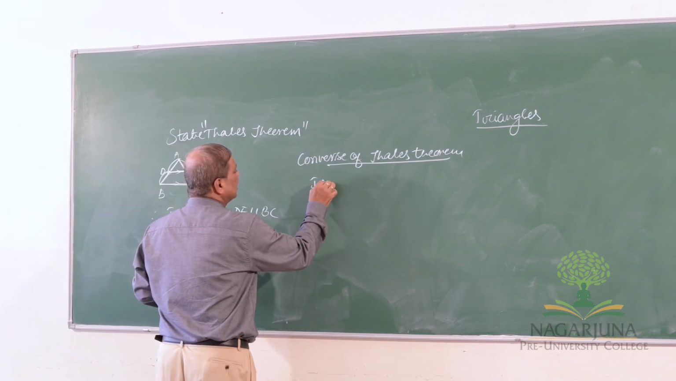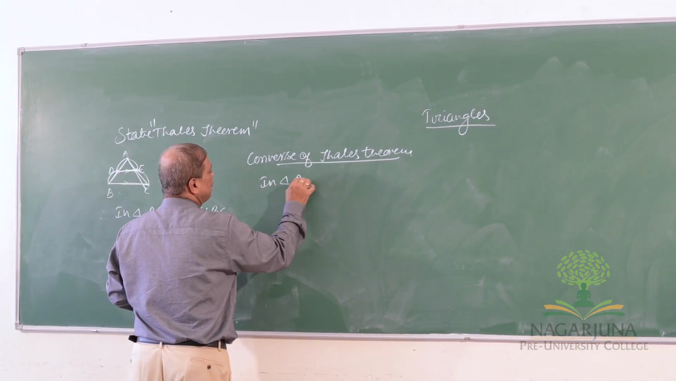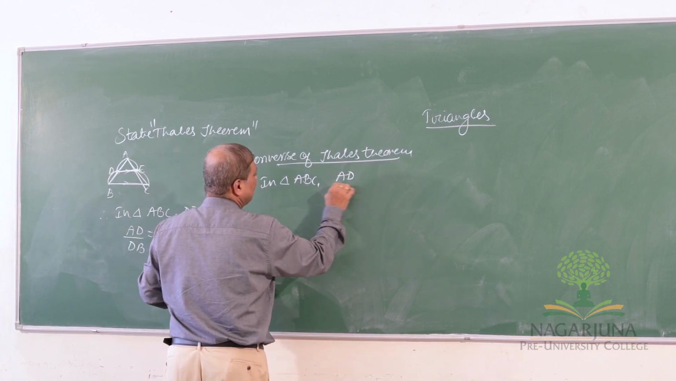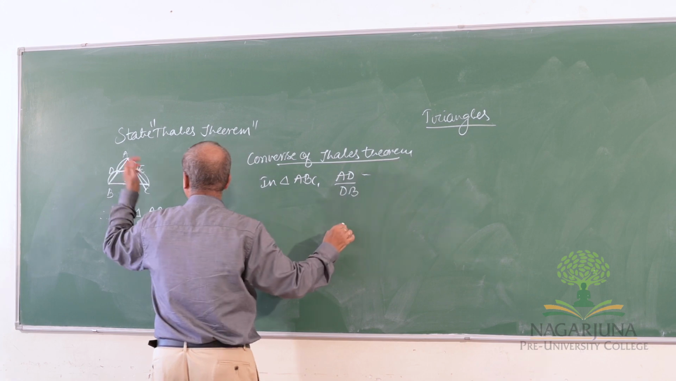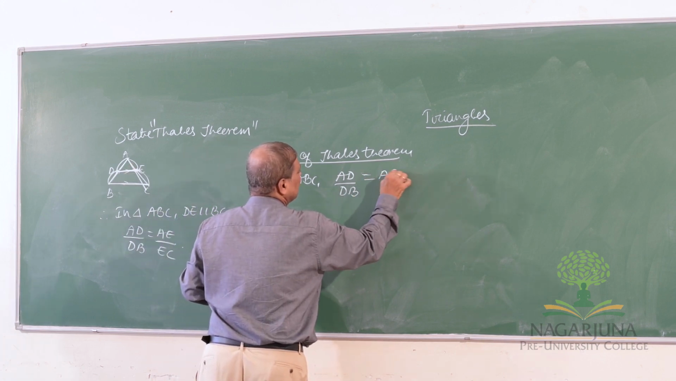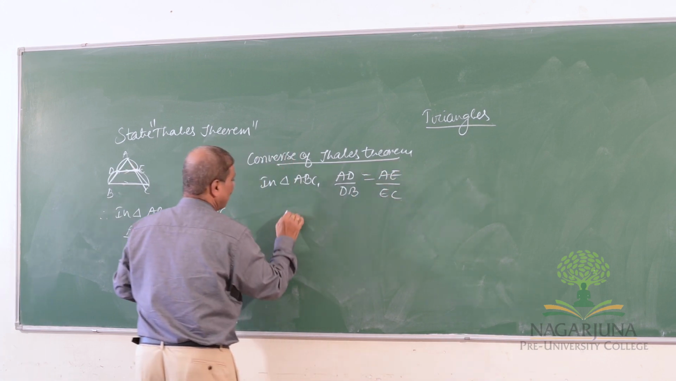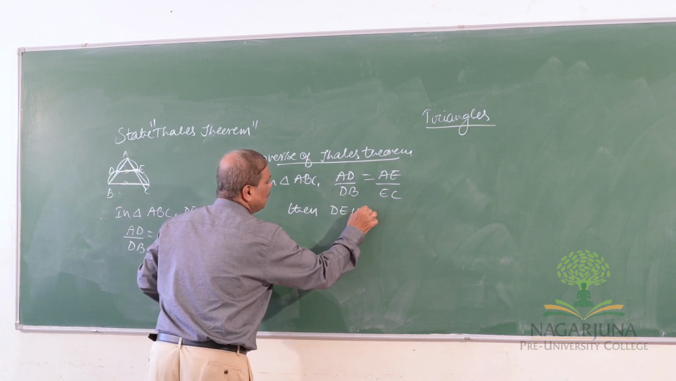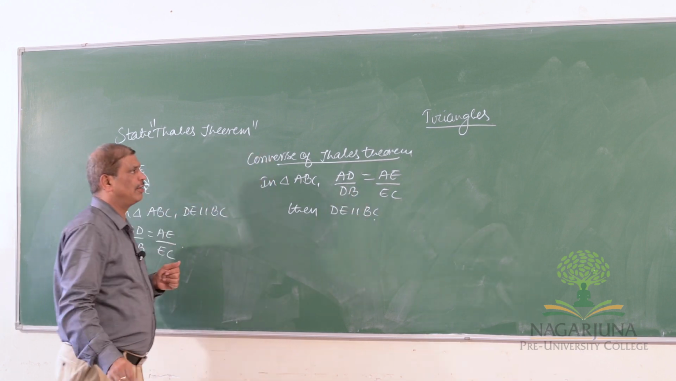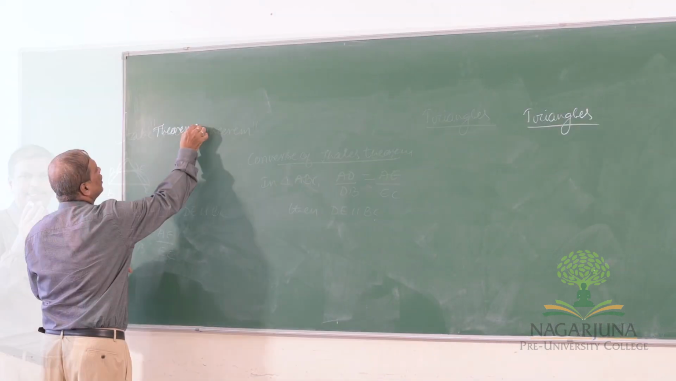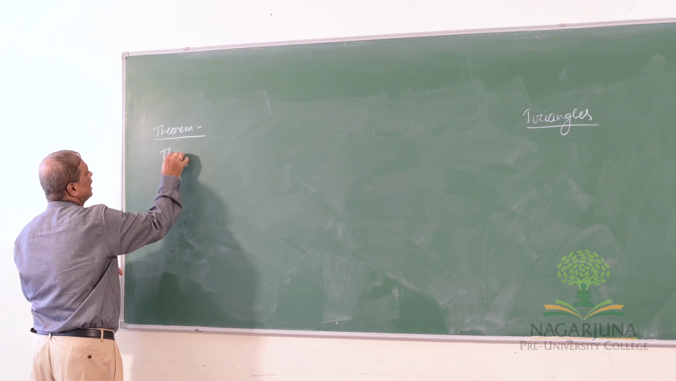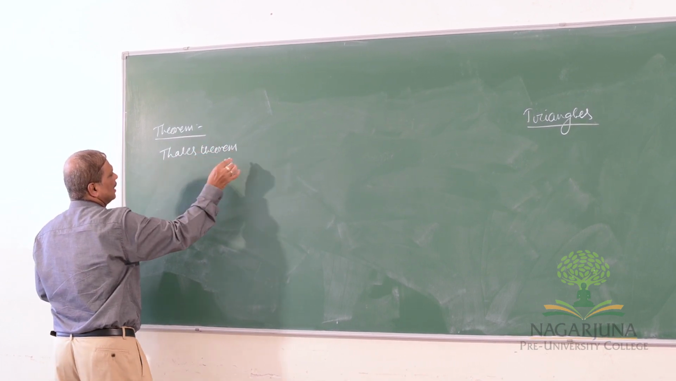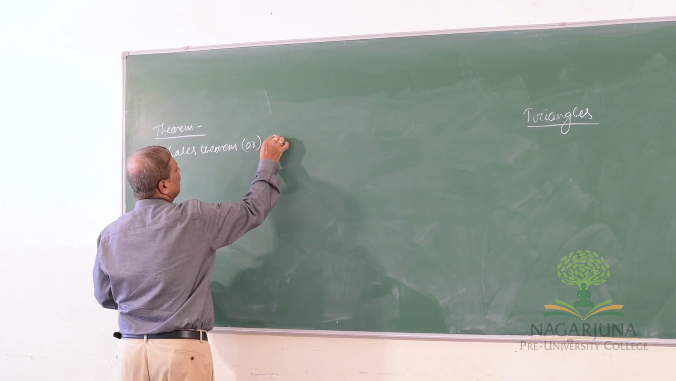See here, in triangle ABC, if AD by DB equals AE by EC, then DE is parallel to BC. This is called the converse of Thales theorem. Thales theorem is also called the basic proportionality theorem.